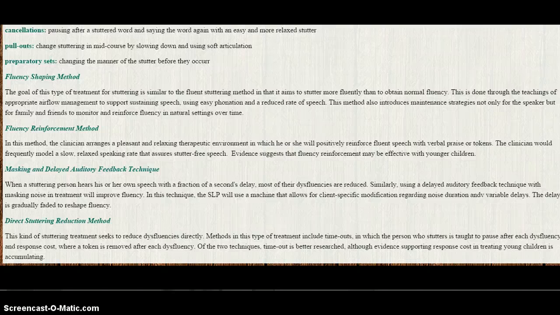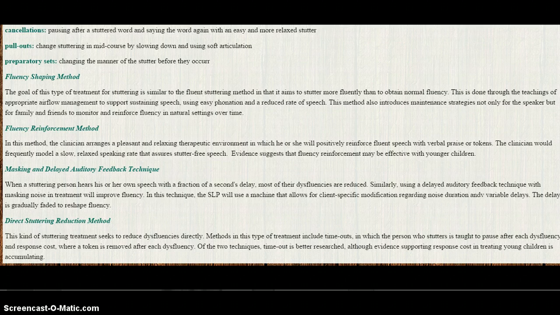Something to note, when a stuttering person hears his or her own speech with a fraction of a second's delay, most of their disfluencies are reduced. So this is the evidence backing up masking and delayed auditory feedback technique. So using this with a masking noise and treatment can improve fluency. In this technique, the SLP can use a machine that allows for client-specific modification regarding noise duration and variable delays. The delay is gradually faded to reshape fluency.